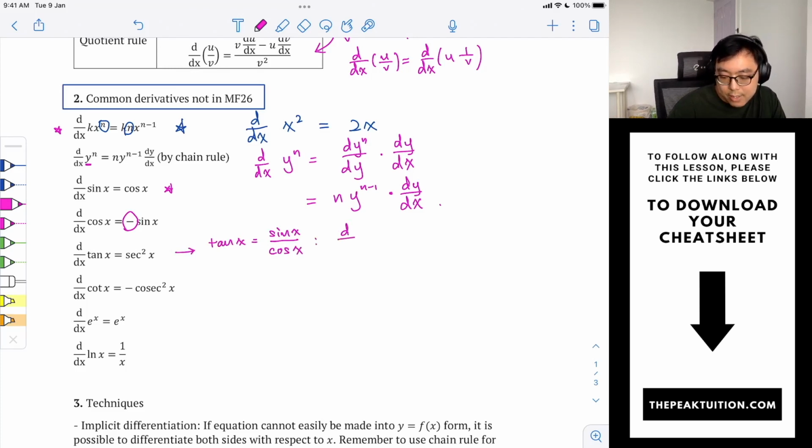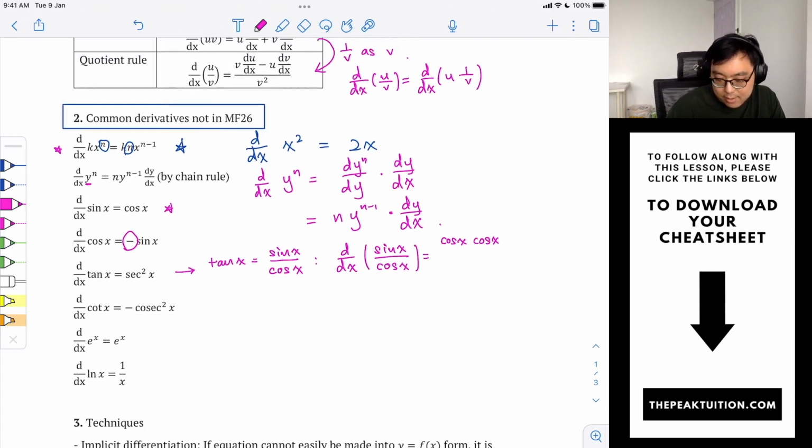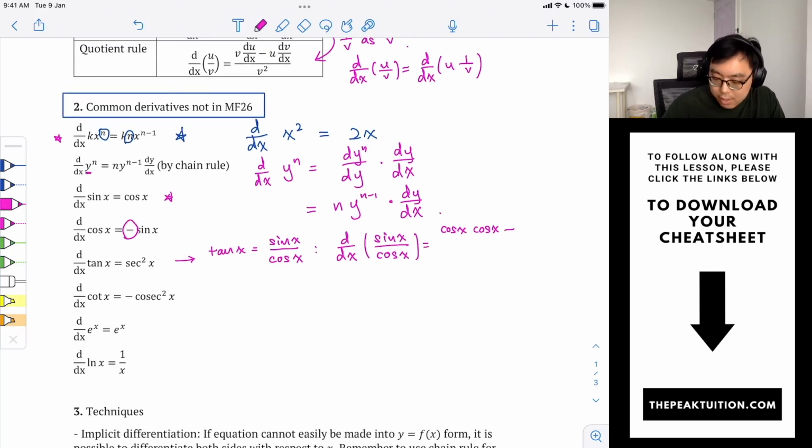With that, we can write d dx of sine x over cosine x equals cosine x times cosine x, because this is v du dx, minus this u dv dx. dv dx here is minus sine x, all over v squared, which is cosine squared.